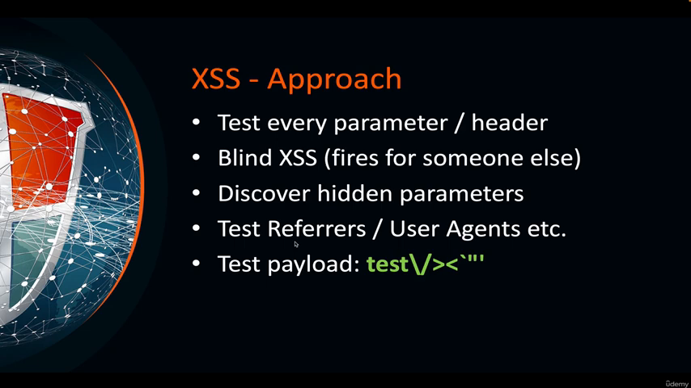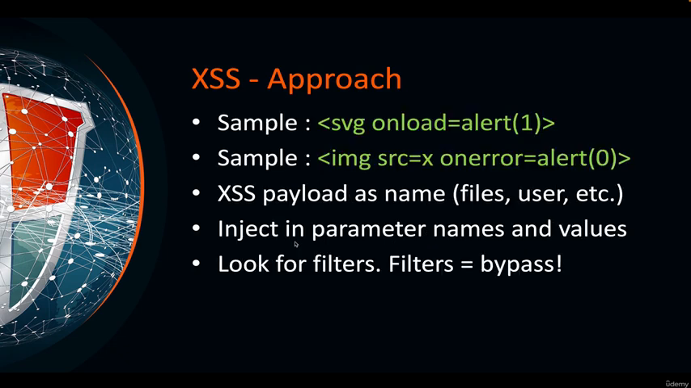Discover hidden parameters. You can use something like Param Miner in Burp to find hidden parameters which are not obvious from the web functionality, or maybe they have been forgotten, or maybe they're for future use but already live. And then a classic test payload I always use is the word test, then a forward slash, angle bracket close, open, then a backtick, double quote, single quote, to see what is filtered, what is encoded, and how the application takes that input, right? The sample payload you see here is an SVG tag with onload firing that alert, right?